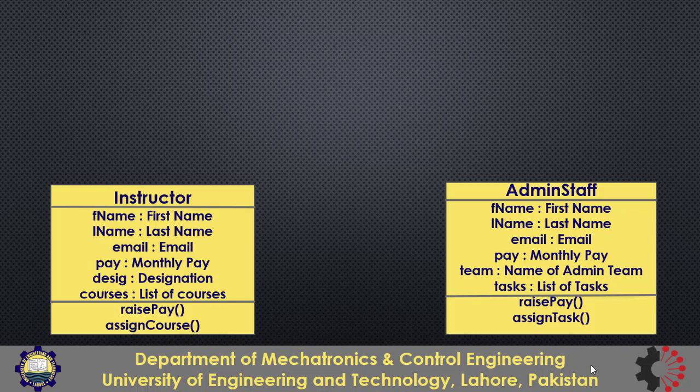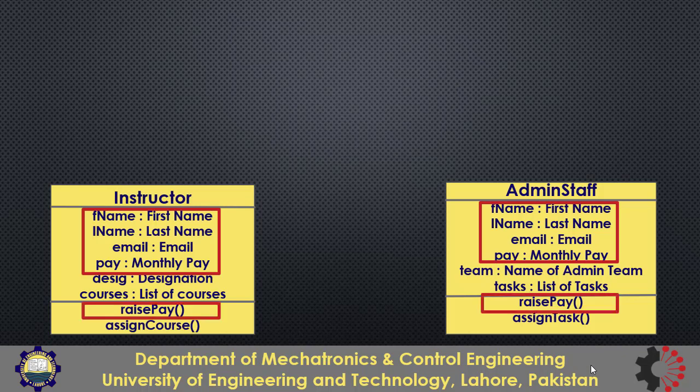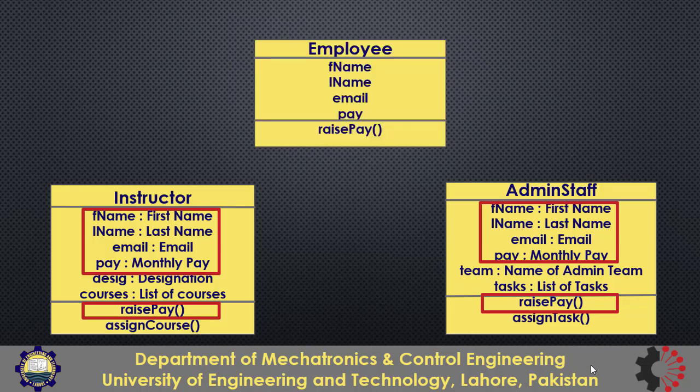Now to implement these two classes, we can follow the way we have been doing earlier and define two separate classes, Instructor and AdminStaff. But if you see carefully, the data attributes in both classes are the same. Likewise, this method is also the same in both classes, performing the same job. So instead of defining the common attributes of the two classes separately, we can have another class named Employee, having the common attributes of the Instructor and AdminStaff classes.